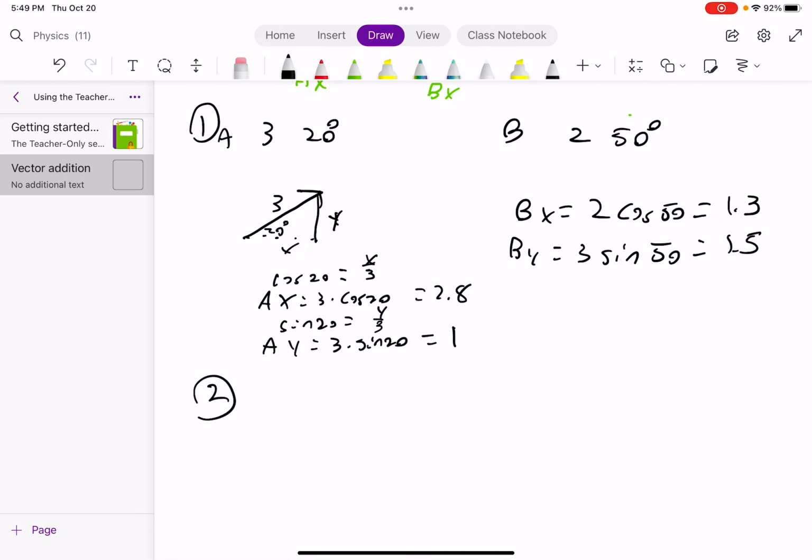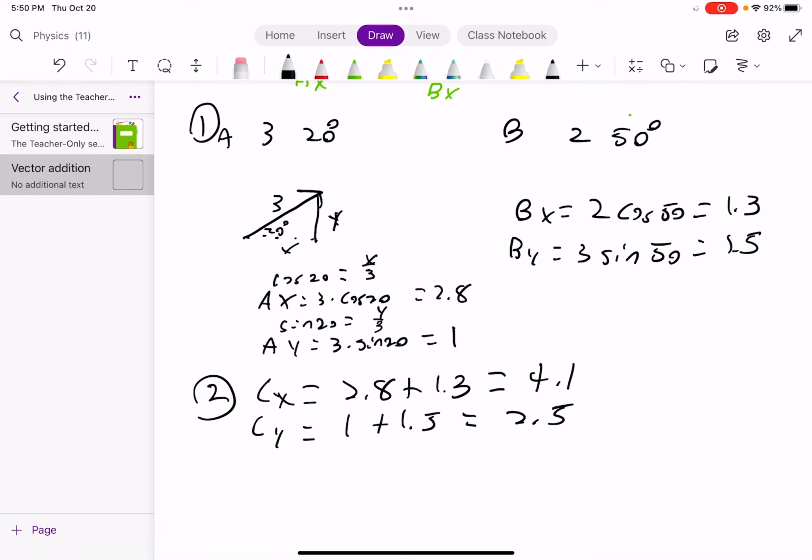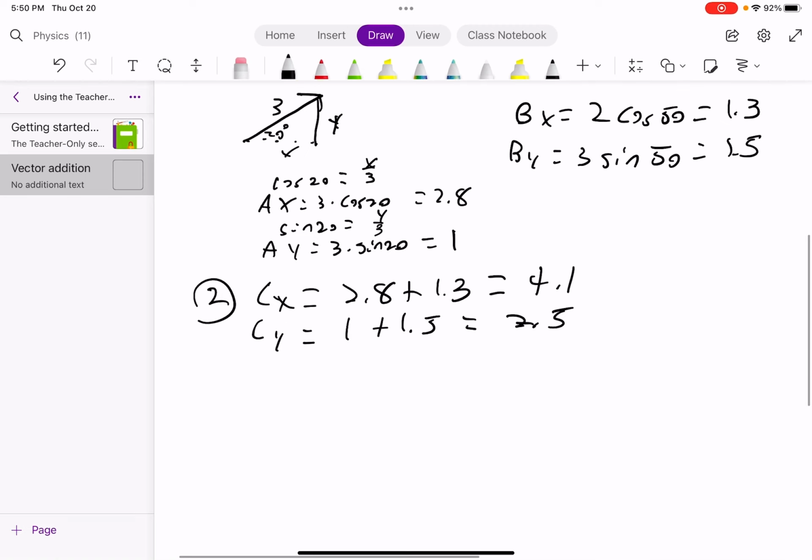Step number 2 tells us all we need to do is add the x's together and add the y's together. So Cx is going to equal Ax plus Bx, 2.8 plus 1.3, which is going to be 4.1. Cy is going to be 1 plus 1.5, which is 2.5. That is Cx and Cy. That is the end of step 2.